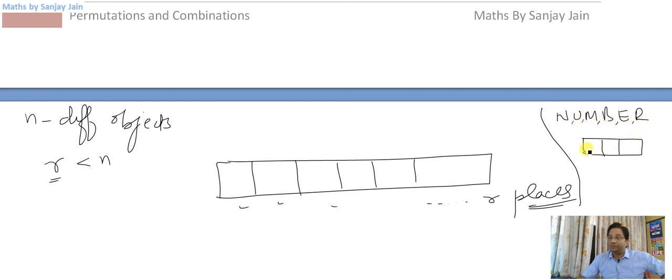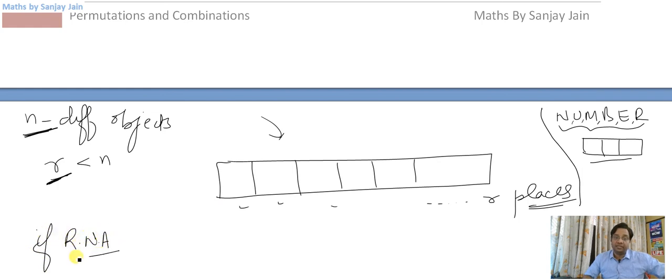Okay, so if I have to form 3 letter words, I'll take 3 out of these 6 and then arrange them. Similarly, I've got n different objects. I am taking r out of these and arranging them in r places here. So how many arrangements will be there if repetition is not allowed?